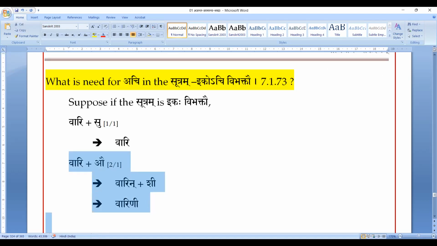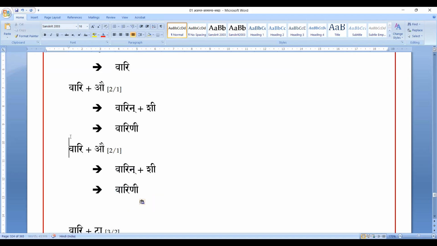Similarly, vari plus su. This is 1-1, 1-2, 1-3. Vari plus su, you get... and then I will just write the final root, you get the form vari, right?